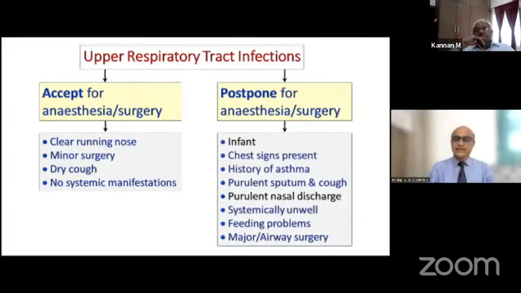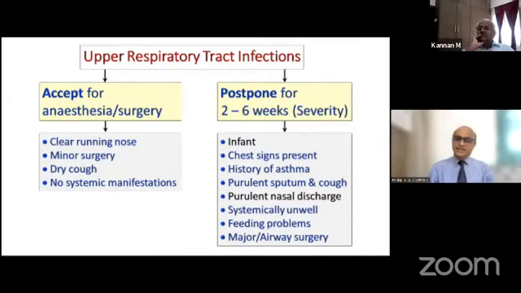However, if the child is less than 1 year old, has chest signs, a history of asthma or hyperreactive airway, has purulent sputum and productive cough, has purulent nasal discharge, is systemically unwell, has feeding problems, and the surgery is going to be major or an airway surgery, then it is better to postpone. The postponement would be from 2 to 6 weeks, depending upon the severity.